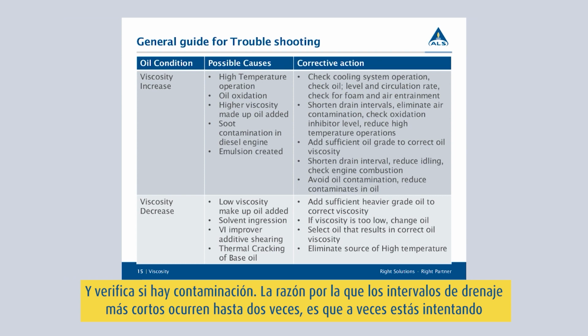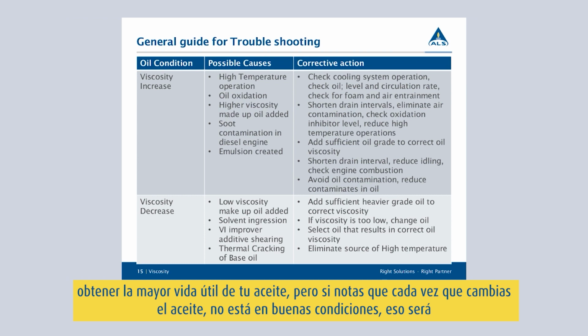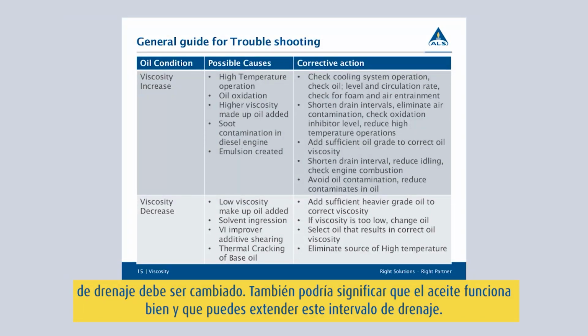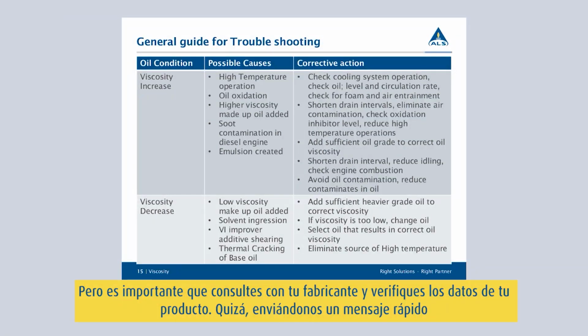The reason shortened drain intervals is in there twice is sometimes you are trying to get the most useful life out of your oil, but if you're seeing that every time you're going to change your oil, it's not in a good condition, it might be something that you consider based on your own maintenance program, or even based on your oil analysis, that your drain interval does need to be changed. And sometimes it could mean if your oil is operating really well, you can extend that drain interval, but you do have to check with the OEM, with your product data sheets, as well as maybe shooting a quick message over to ourselves to ensure that it's right.